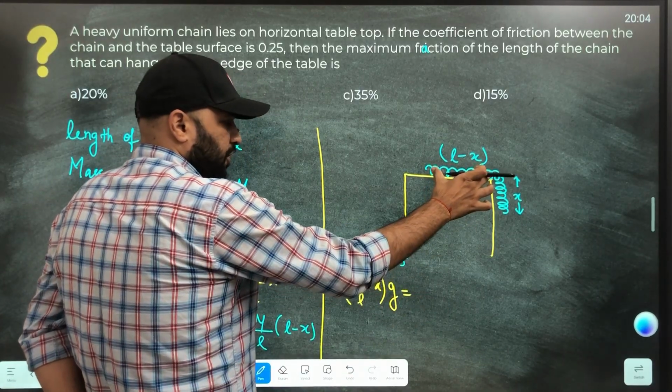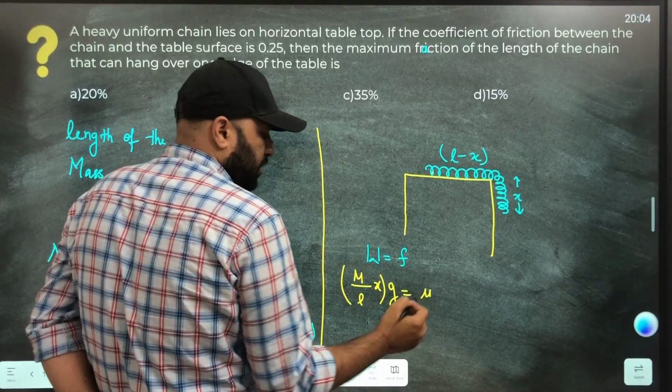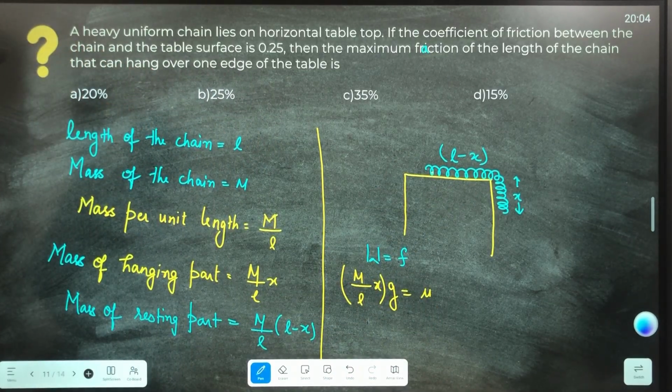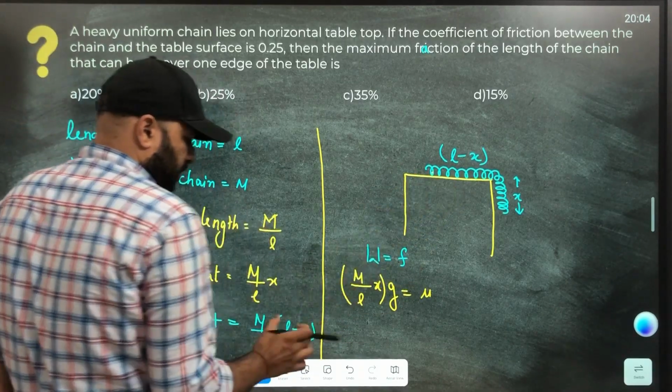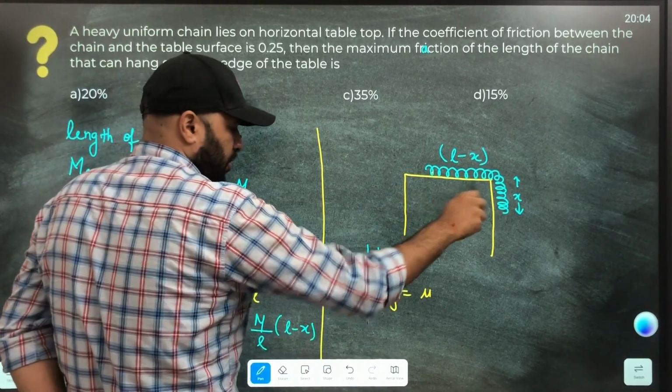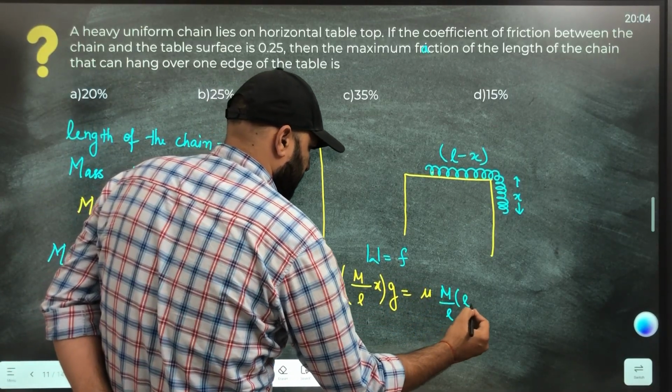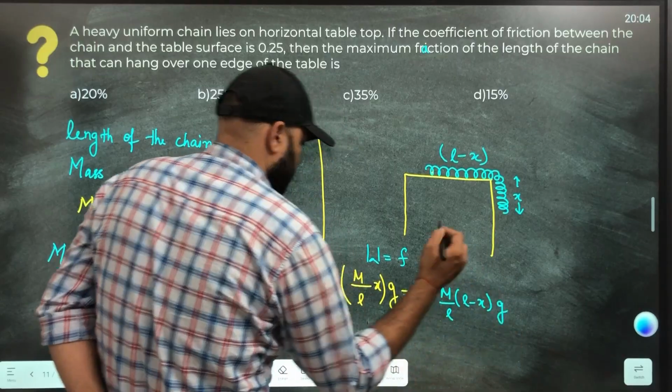And what is the frictional force acting here? Frictional force is equal to mu into mg. What is m? M is this much, because this becomes a horizontal surface. So m is M by L into (L minus X), times g. I hope this is clear.